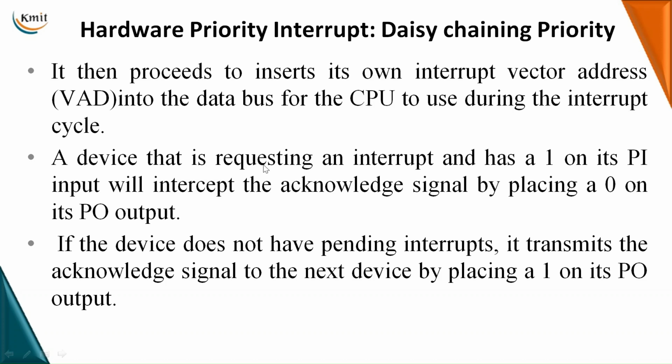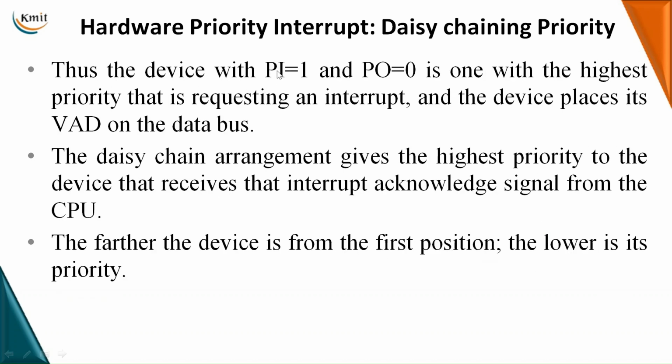It then proceeds to insert its vector address onto the bus. A device that is requesting an interrupt and has 1 on its PI will intercept the acknowledgement signal by placing a 0 on its PO. If the device does not have a pending interrupt, it transmits the acknowledgement signal to the next device by placing 1 on its PO, so that the next device will receive the interrupt acknowledgement signal. Thus, the device with PI equal to 1 and PO equal to 0 has the highest priority among those requesting an interrupt, and it places its VAD onto the data bus. So this is all about the daisy chaining arrangement.